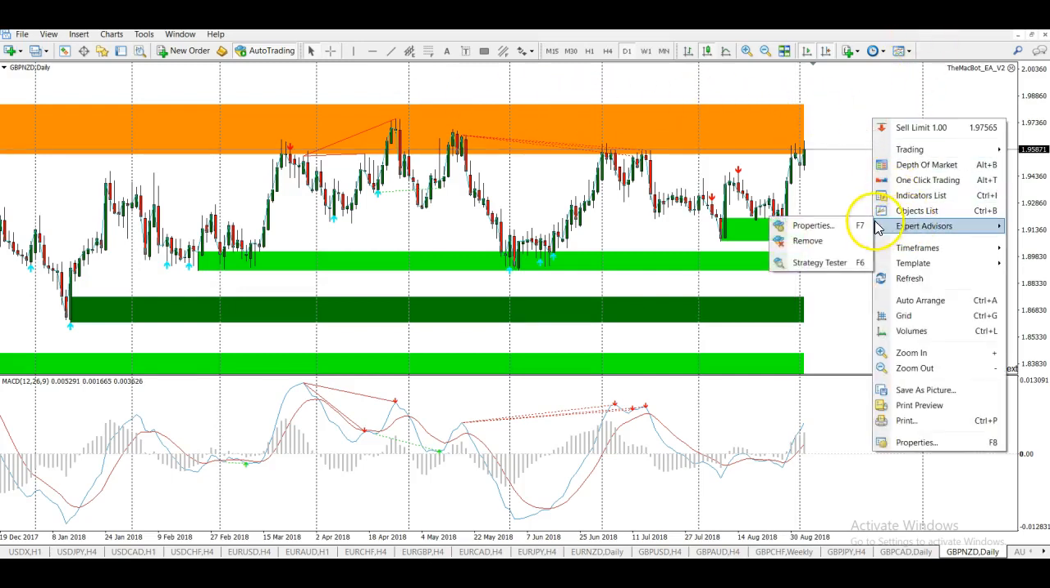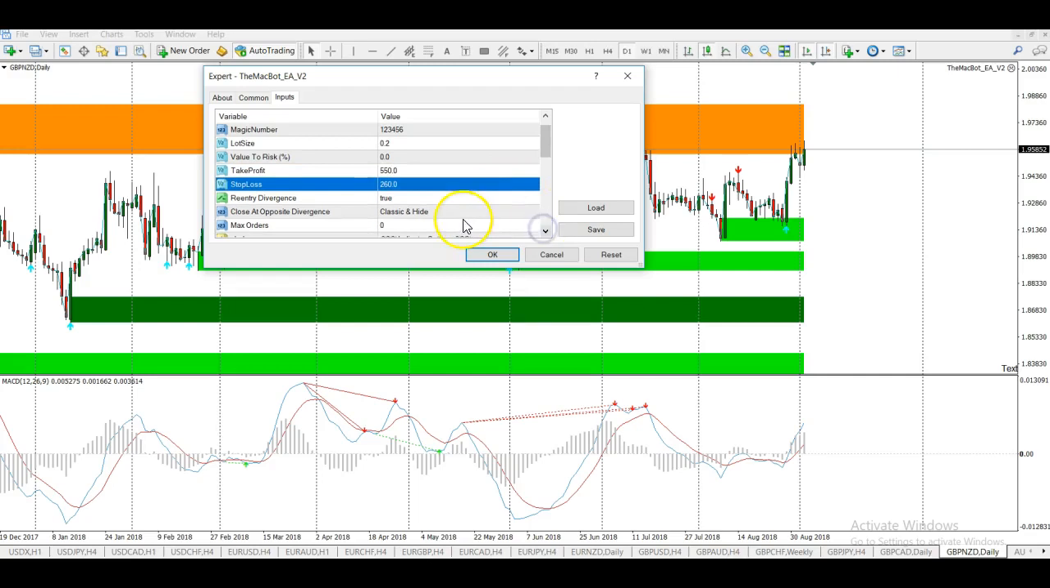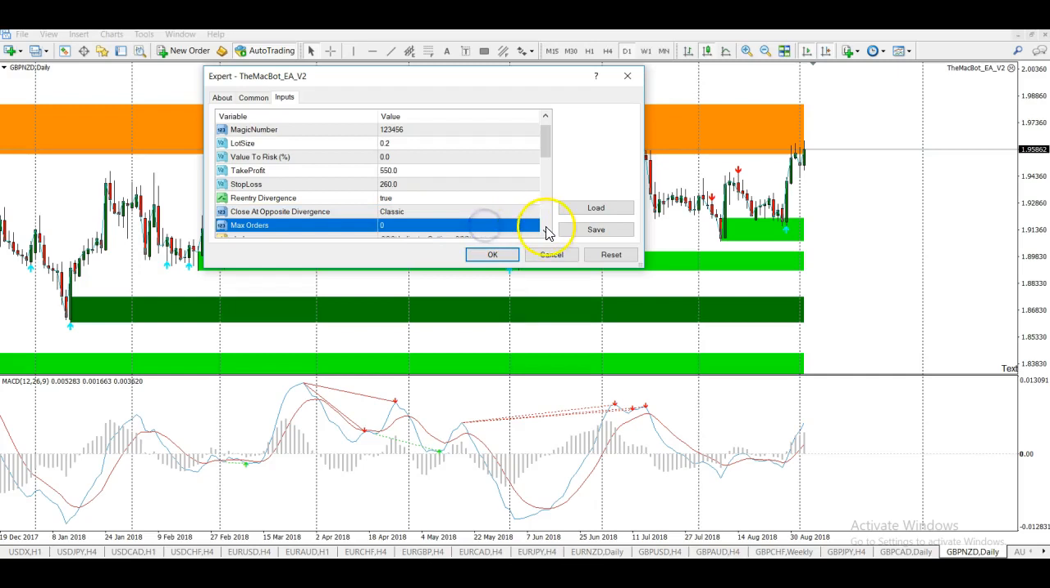Okay, so what I'm going to do, to ease myself into it, is just do 0.2 per trade. The stop is 250, 260 is above that area. 260 for stop loss, and for take profit I'm going to put in 550, so it's at least 2 to 1, and close it up with divergence, classic only. This looks like it's going to be a really nice trade.